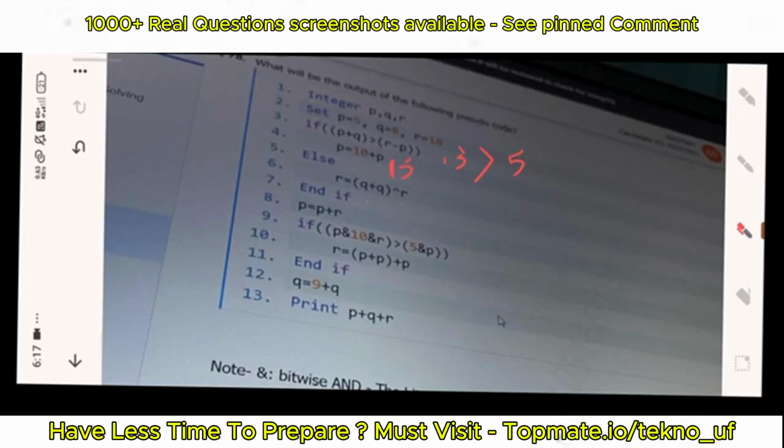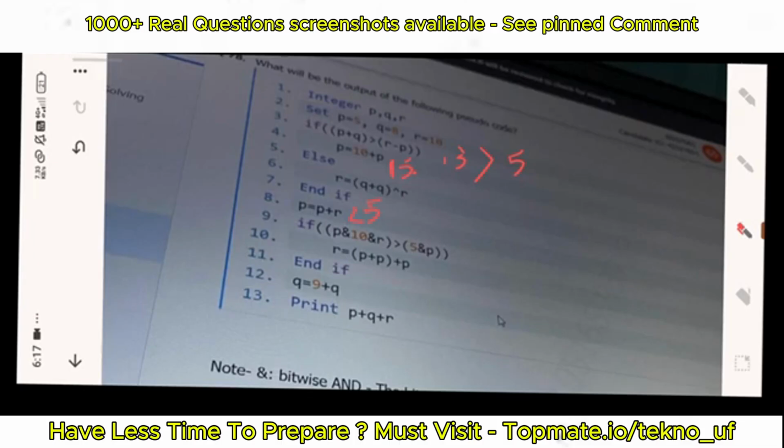Okay, and we'll skip the else block, and just after the if block we are now again initializing the value of p. So p is equal to p plus r. So the new value of p is 15. So 15 plus r means 15 plus 10. So this becomes 25. And we are now again checking the if block.